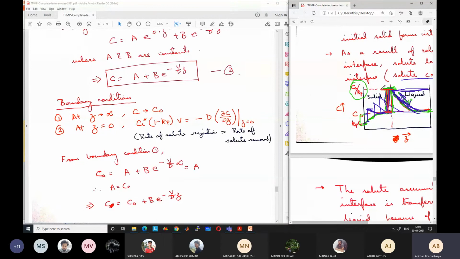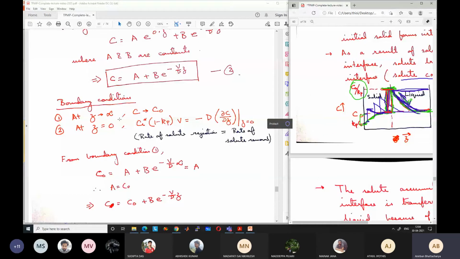This is the extra concentration, and this is getting removed at the rate at which the interface is moving forward, so at the rate velocity v. So the rate of solute rejection is Cl star 1 minus Kp into v, which is equal to minus D del C del z at z equal to 0. We will later replace Cl star by C0 by Kp. We have not done it here, but we will replace it because we know that Cl star has to be C0 by Kp. So these are our two boundary conditions, one at z equal to 0 and another at z equal to infinity.